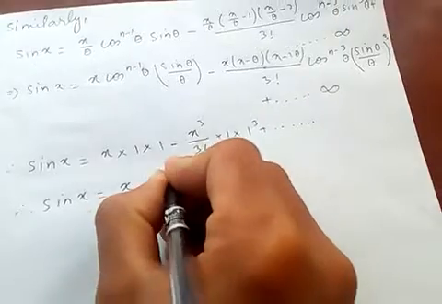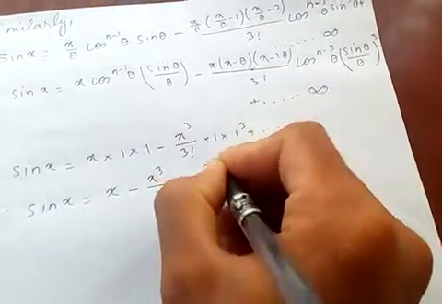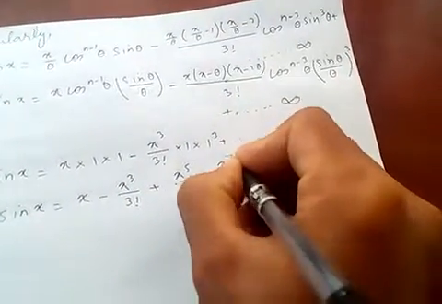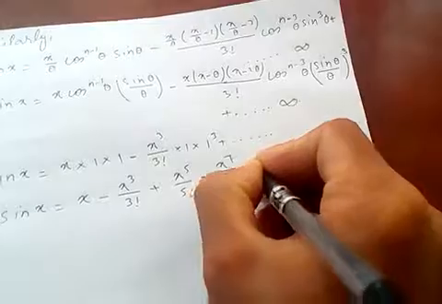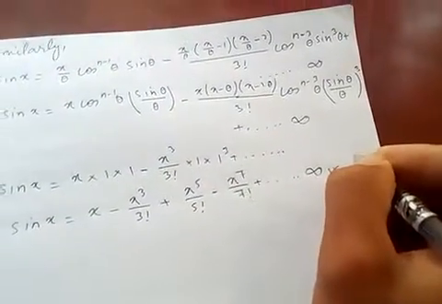Therefore sin of x is x minus x cube by 3 factorial. Next term will be x to the power 5 by 5 factorial. Next term will be x to the power 7 by 7 factorial plus and so on up to infinity. This is the expansion of sin of x.